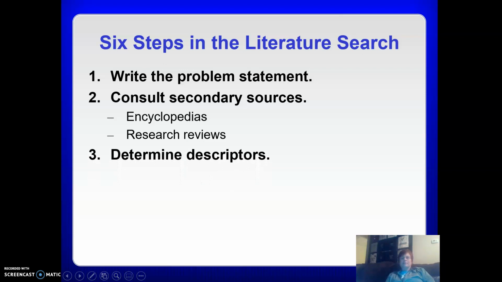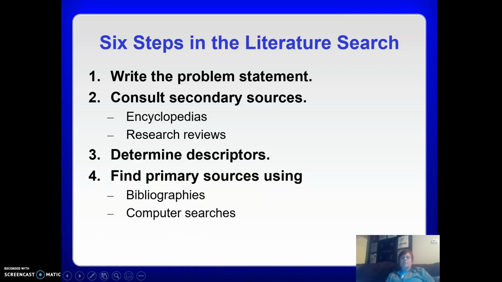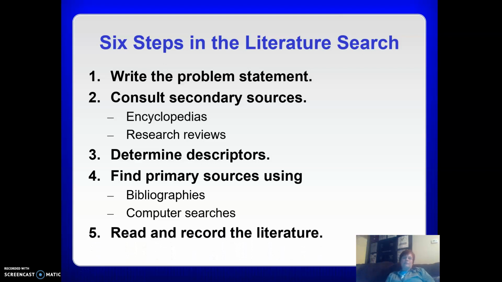Get your descriptors down. As you do a search, we know that the better your descriptors are, the more likely you're going to get the research that you're looking for. So really work hard at getting good descriptors. Here now we get into primary sources, using bibliographies and computer searches. And then you want to record the literature that you do read, and then you want to write the review. So, you're going to go through these steps in this class.